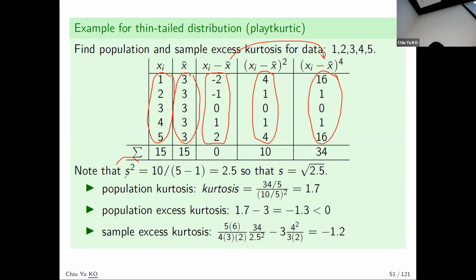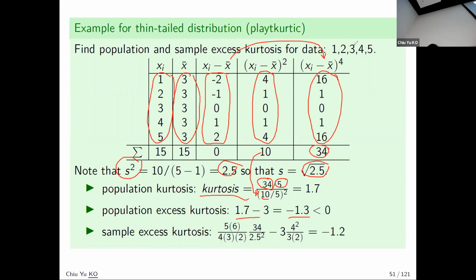And you can calculate the sample variance. And you calculate this. The kurtosis will be just this number over N, and this number 10 comes from here, over N, and take the square. It gives you 1.7. And you minus 3 here, it is negative 1.3. So that means that this is actually a thin tail.